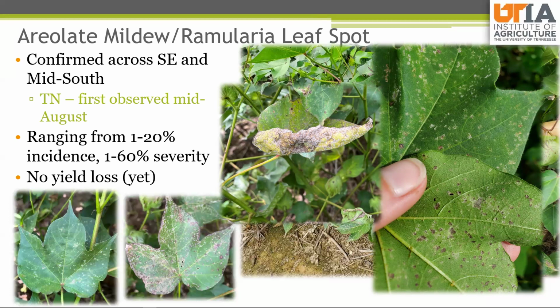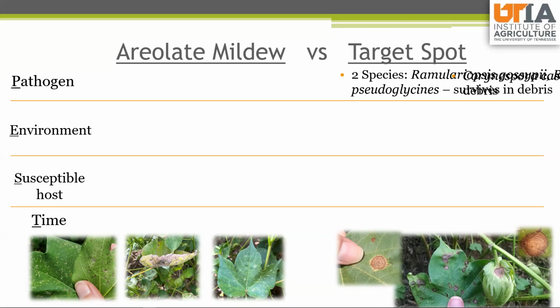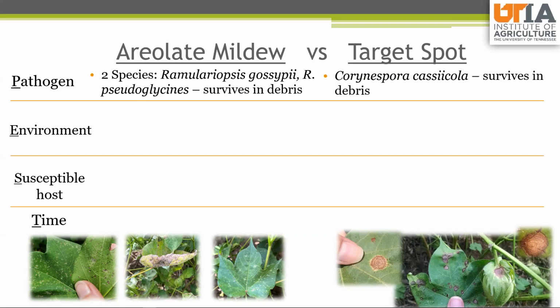But to better understand and compare it to target spot, again, looking at when is disease a pest, and looking at these two foliar diseases in cotton. What's interesting here is that for target spot, we just have one species of the fungus that causes it. For areolet mildew, there are two different species, Ramulariopsis gossypii and pseudoglycines. The first report of areolet mildew in cotton is actually from 1890 out of Alabama. So it's very interesting that it's such an old disease, if you will, but only in 2022 was the first observation and report we've ever seen of it in Tennessee.